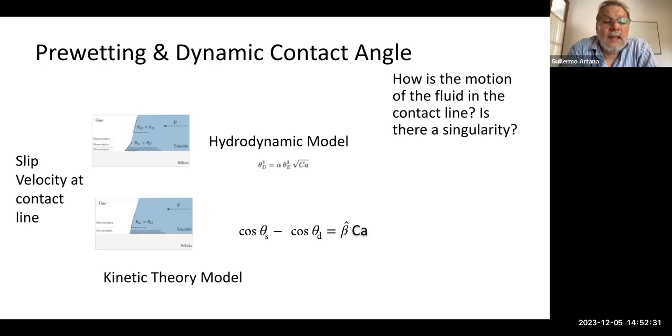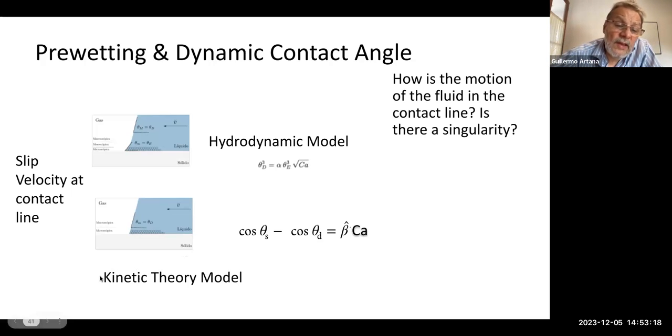There are different models to take this into account. One of them is the hydrodynamic model that accepts directly that you may have a slip condition at the wall, and then you form a kind of precursor here that enables the movement of the fluid. In this kind of system, they link the static contact angle with the dynamic contact angle through the capillary number, a non-dimensional number, in this way.